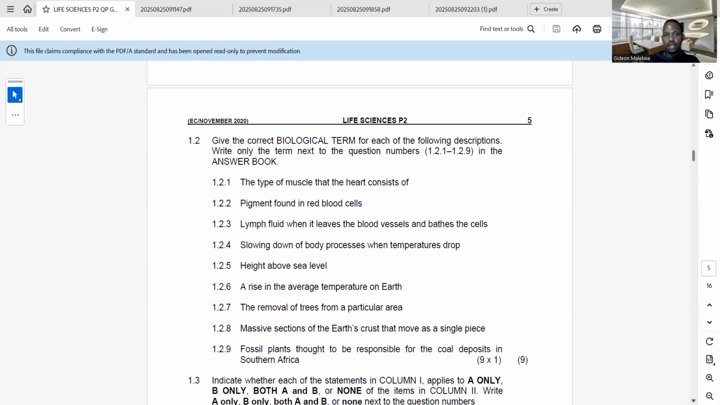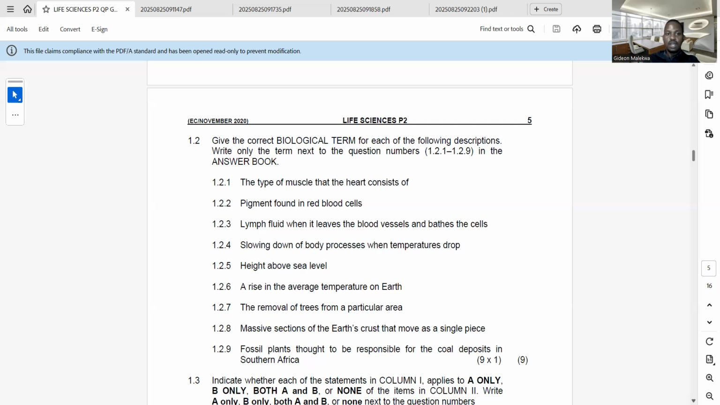Okay, moving on, 1.2.2. The question says pigment found in red blood cells. What is the pigment that is found in red blood cells? That pigment, the color that makes the red blood cells red, the blood red, is called hemoglobin. So it's the hemoglobin that is the pigment found in the red blood cells. So writing our answers, we write 1.2.2 hemoglobin.